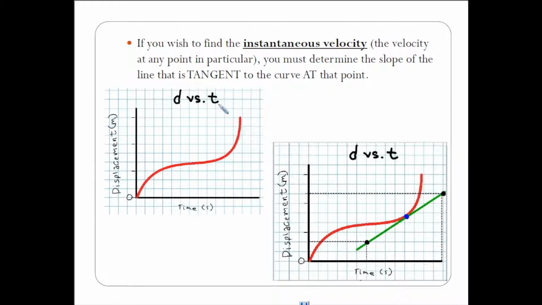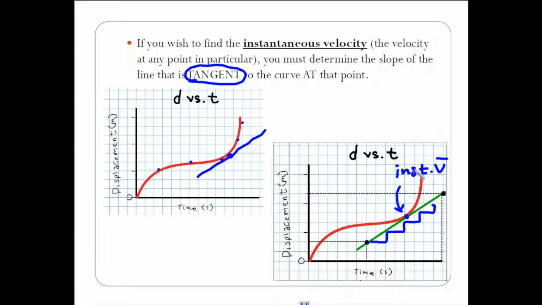However, for the same graph of distance versus time or displacement versus time, if you wish to find the instantaneous velocity, that is the velocity at any point in time along this track, you must determine the slope of the line that is tangent to the curve at that point. What we mean by tangent is a line that only touches that curve at one point and one point only. If you can find the slope of the line that is tangent to the point you're trying to find the instantaneous velocity of, then the slope of that line will represent the instantaneous velocity at that point.